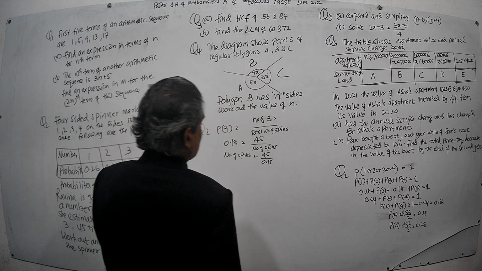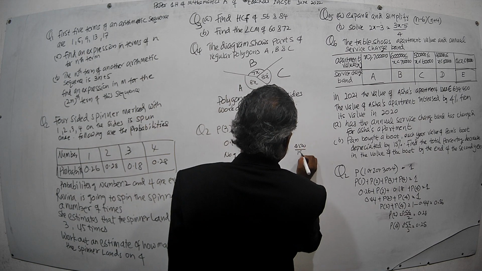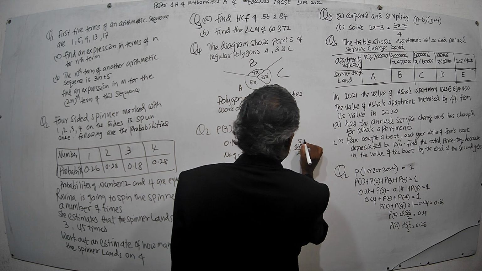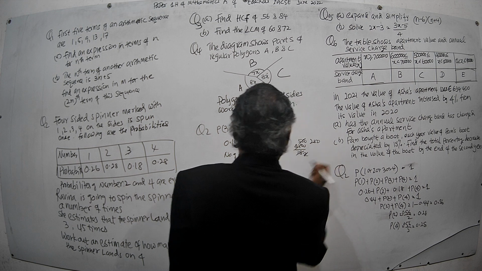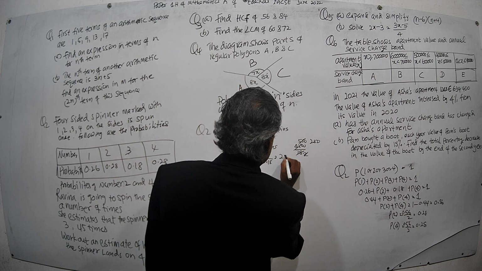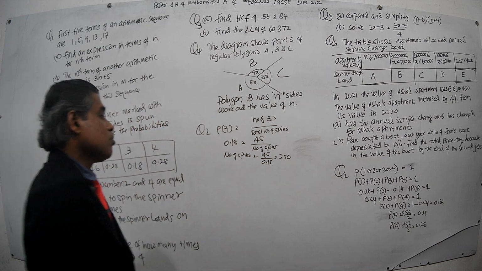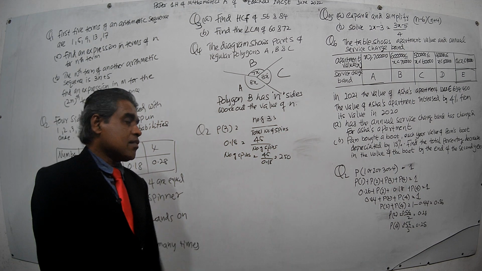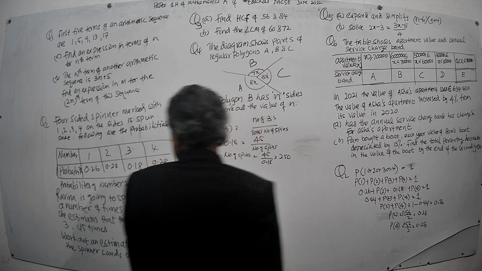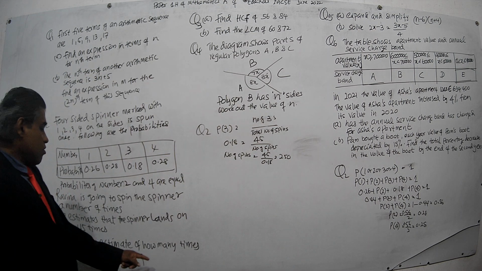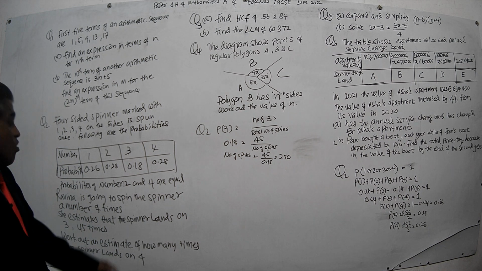45 over 0.18. Then 4,500 over 18. 9 times how much? 5. Then 9 times 2. Then 2 times 250. Okay, right. Then here it is 250 times. When you divide 45 by 0.18, use the calculator and get 250 times.